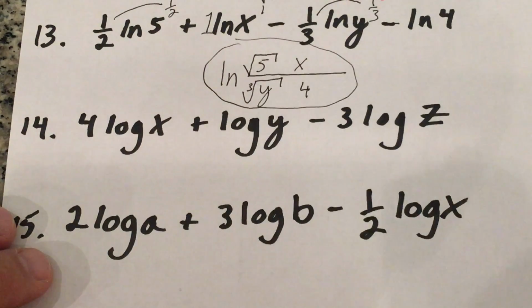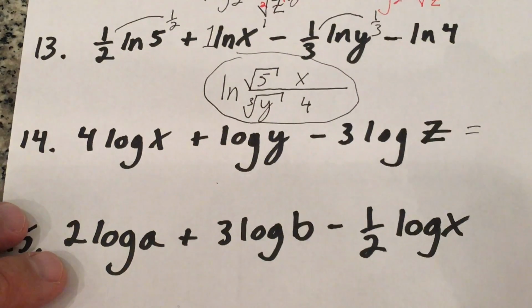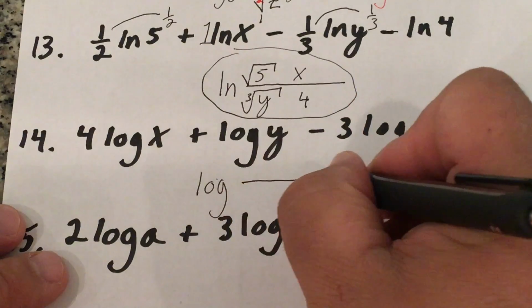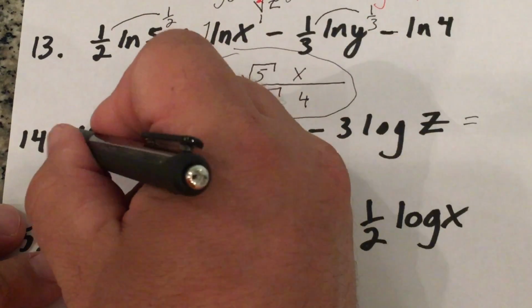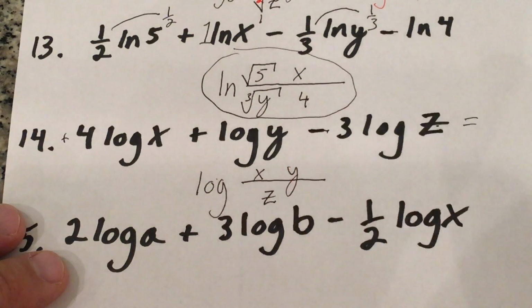I'm going to write the word log one time. I see a minus sign, so I draw a division bar. X goes on top, Y goes on top. They both have a positive in front. The Z goes on the bottom. It has a negative in front.